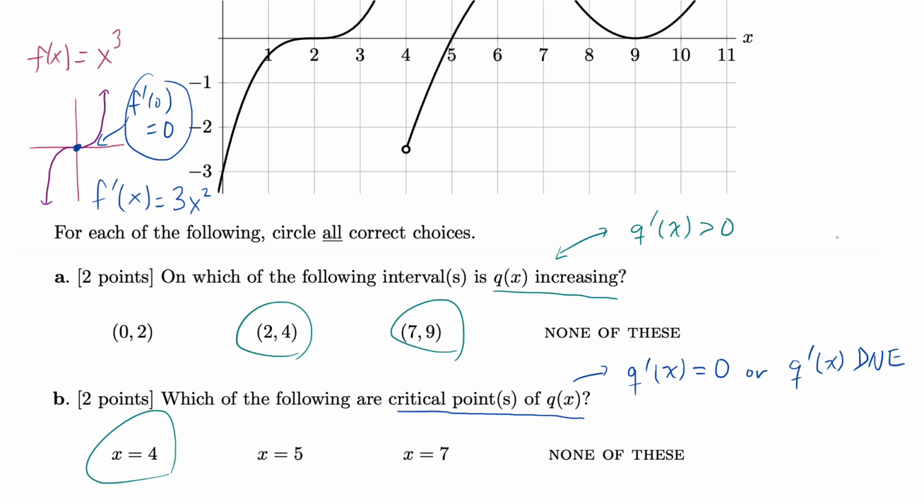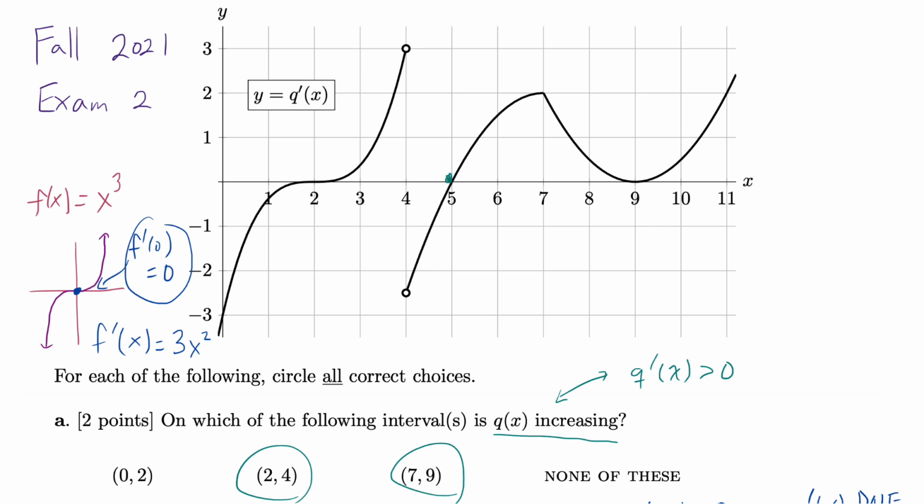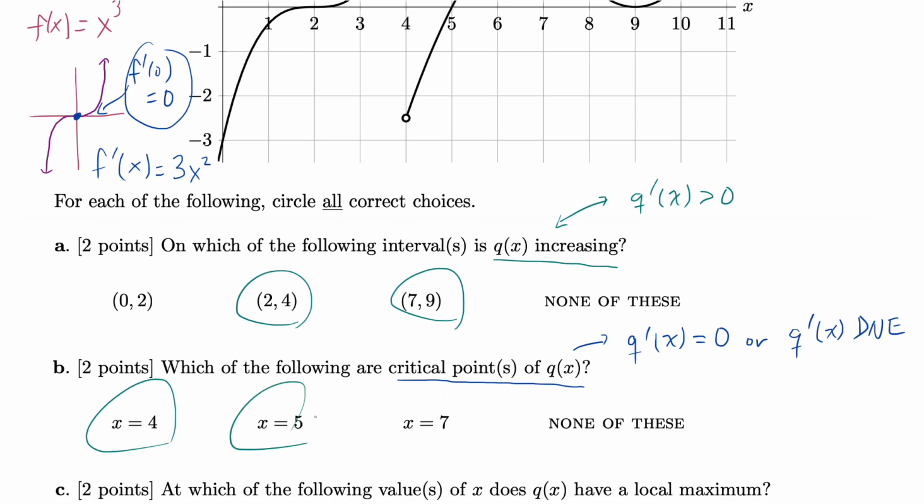What about 5 and 7? Well, going up, at 5, we see that q prime is 0 here. So that is a critical point. Whereas for 7, q prime is positive here. So q prime is not 0 at 7. So the only other choice is x equals 5. So we get the answer of 4 and 5 for the critical points among these.